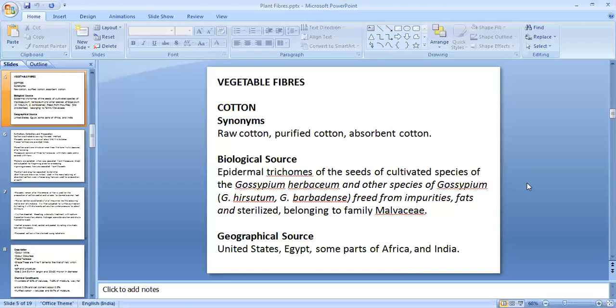Geographical source: United States, Egypt, and some parts of Africa and India.